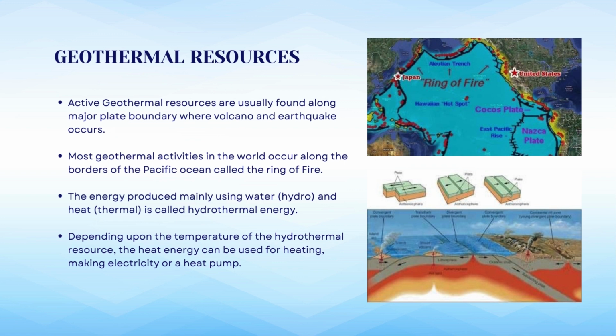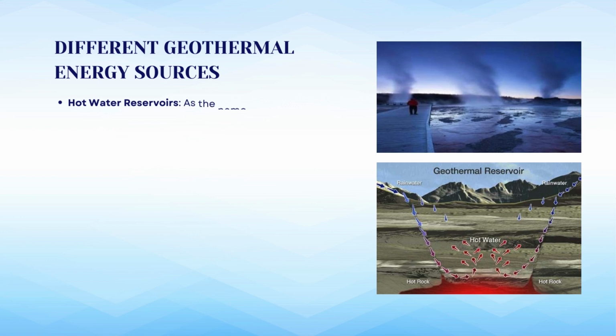The diagram shows the Ring of Fire here in the Pacific Ocean. On one side is Japan, and on the other side the United States, covering the entire Pacific from Japan in the east to the United States in the west. The different geothermal energy sources, as the name implies, are the reservoirs of hot underground water.